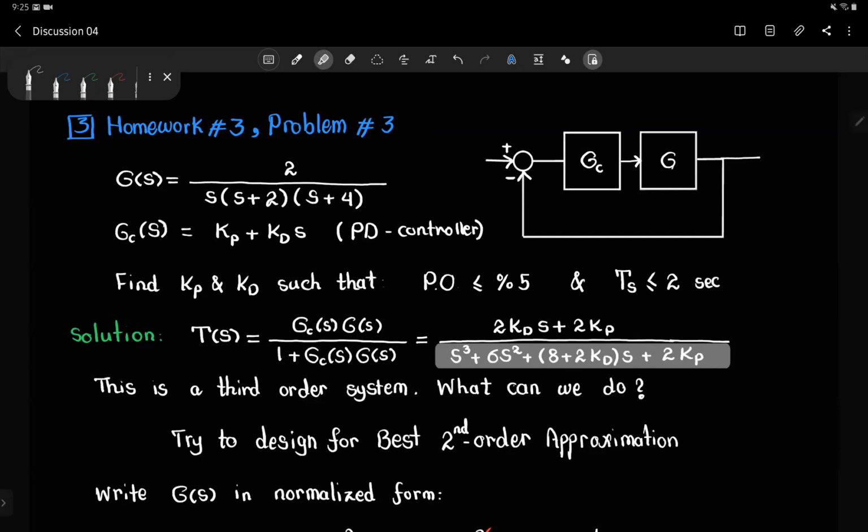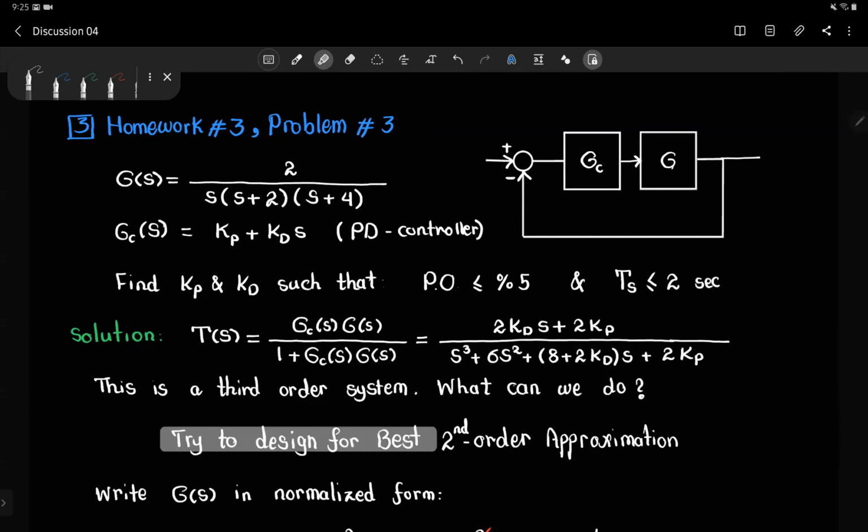So instead, to do the design for that problem using that approach, we don't know Kp and Kd here, right? And the expression for the roots of a third order polynomial is not very helpful either. So the best we can do in a situation like this is to design for the best second order approximation, okay? So first we look at the best second order approximation of this transfer function.